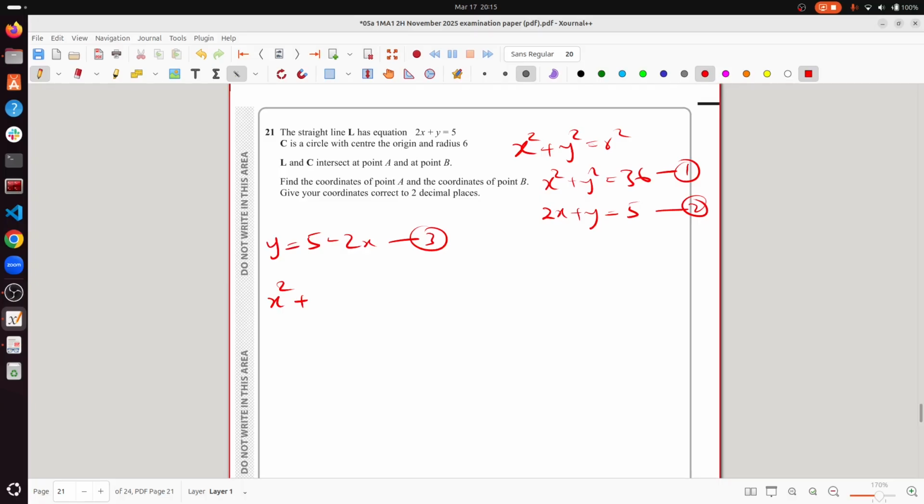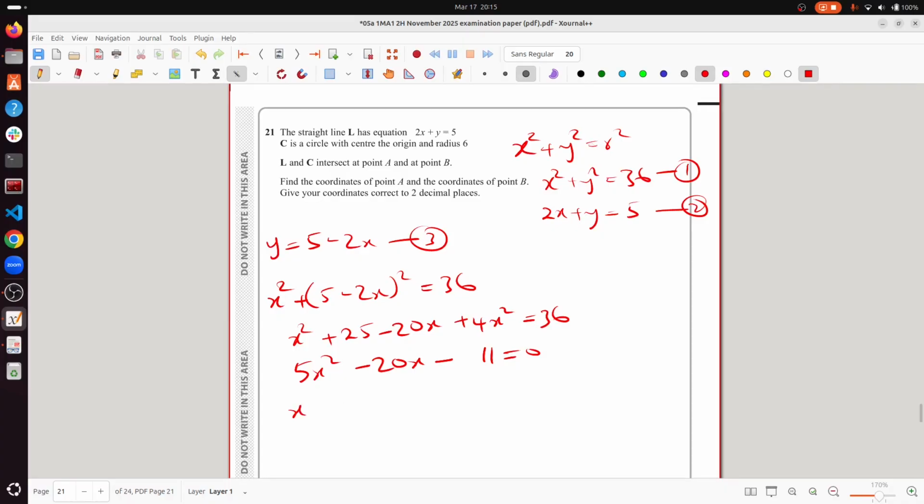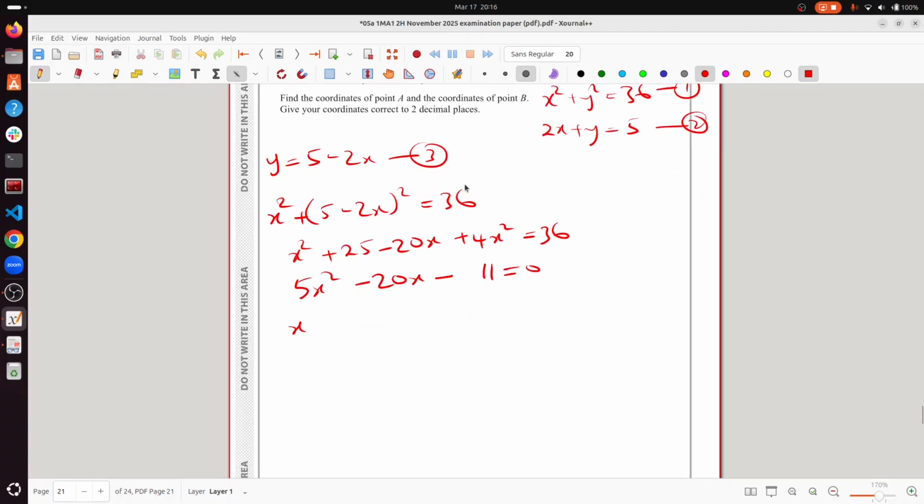Let's substitute that into equation 1. We have x squared plus (5 minus 2x) squared is equal to 36. I have x squared plus 25 minus 20x plus 4x squared equal to 36. That gives me 5x squared minus 20x minus 11 equal to 0. And now we can solve for our x using this formula.